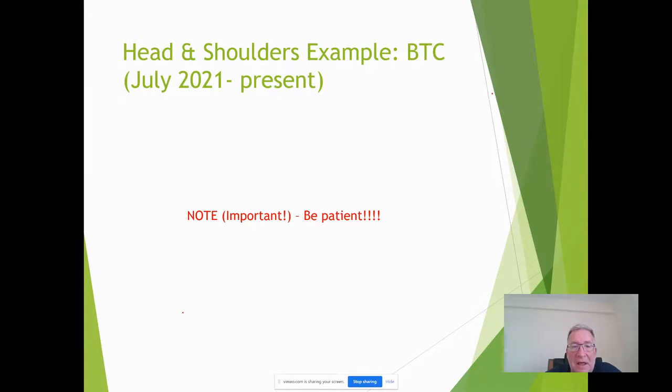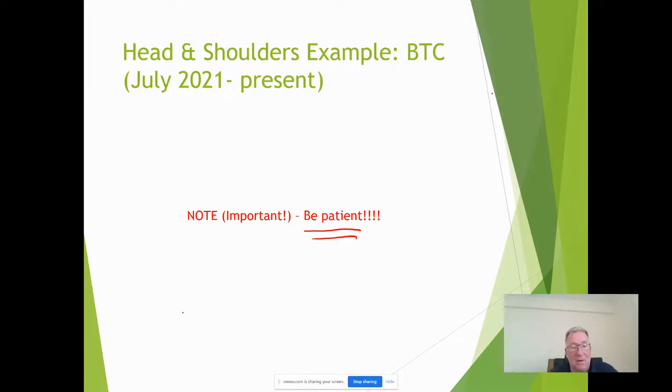And this is going to be on the daily chart. It's Bitcoin, July 2021 to the present. And I do want to note very, very clearly, when you are dealing with price action patterns, the most important lesson is to be patient. Don't second guess things. You set your criteria on when you're supposed to enter, and don't enter before that happens. Don't second guess it. Let it confirm.